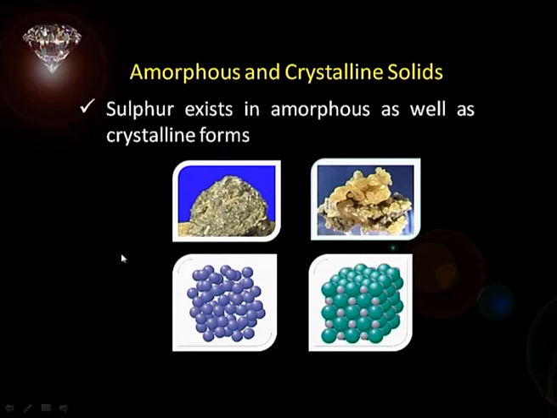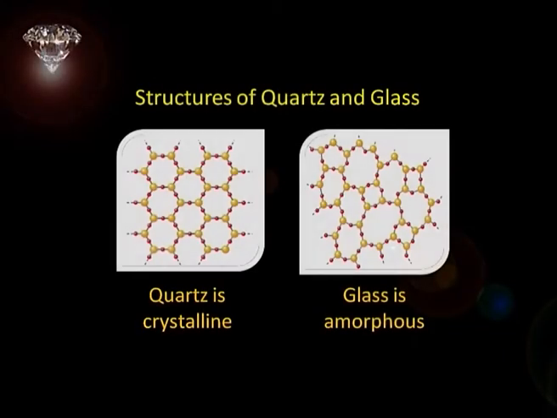What I am showing you here are two pictures. One is amorphous sulfur, and this is crystalline sulfur; both are available in nature. It actually depends on how long it has taken for this material to come into being, and the conditions under which it has been formed. This is another example, as I just mentioned, quartz and glass.